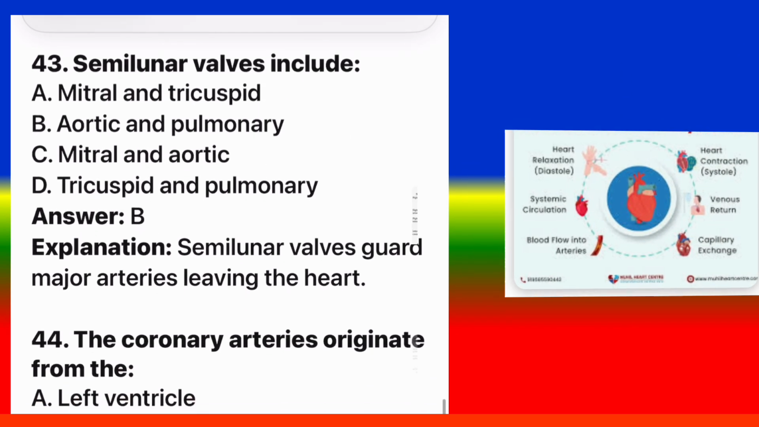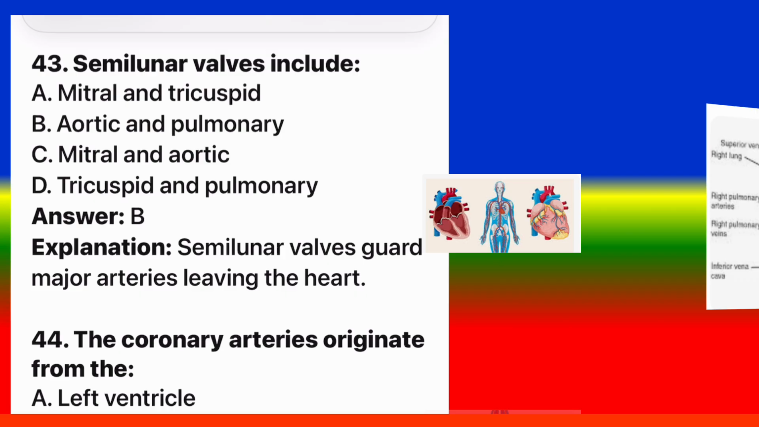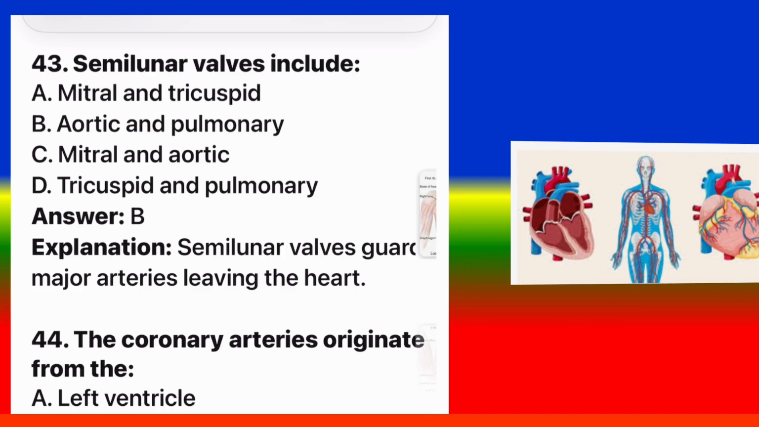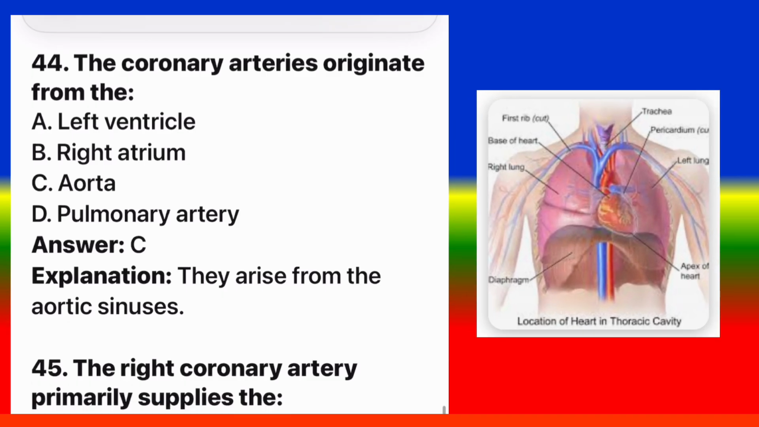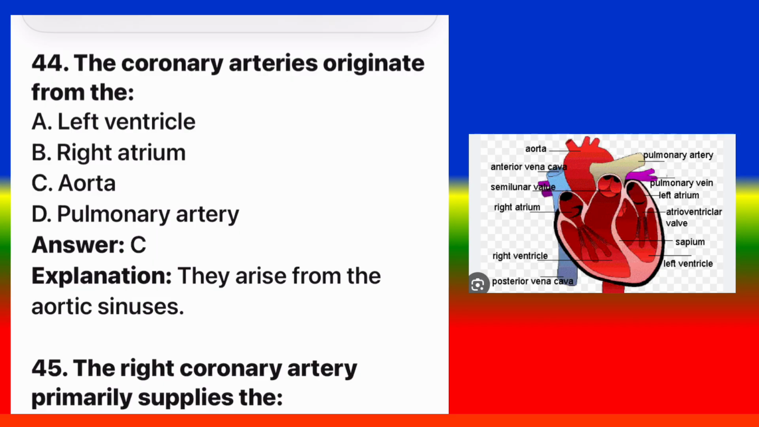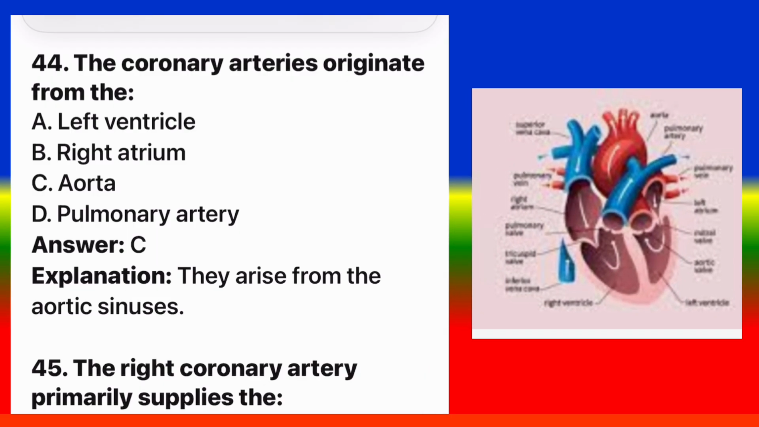43. Semilunar valves include A. mitral and tricuspid, B. aortic and pulmonary, C. mitral and aortic, D. tricuspid and pulmonary. Answer B. Explanation: semilunar valves guard major arteries leaving the heart. 44. The coronary arteries originate from the A. left ventricle, B. right atrium, C. aorta, D. pulmonary artery. Answer C. Explanation: they arise from the aortic sinuses.